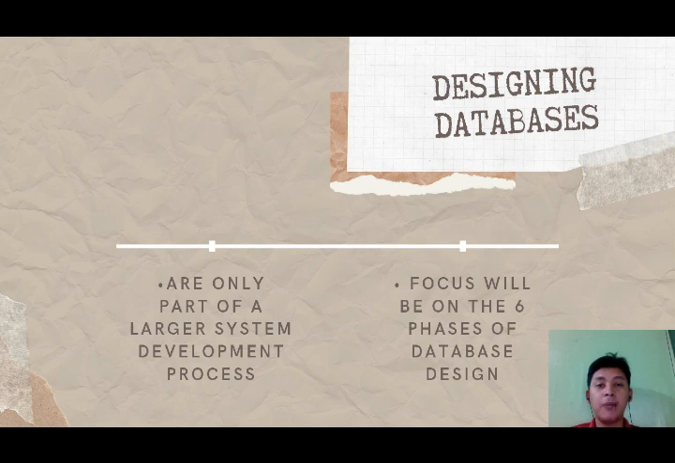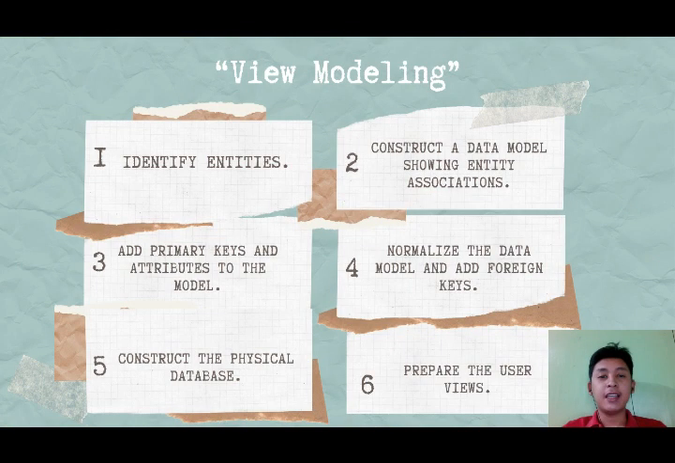Remember that this topic is only part of a larger system development process that involves extensive analysis of user needs, and it will then be discussed in the next chapters, chapters 13 and 14 to be exact. The focus of this topic will be the 6 phases of database design. The 6 phases of database design are the following.